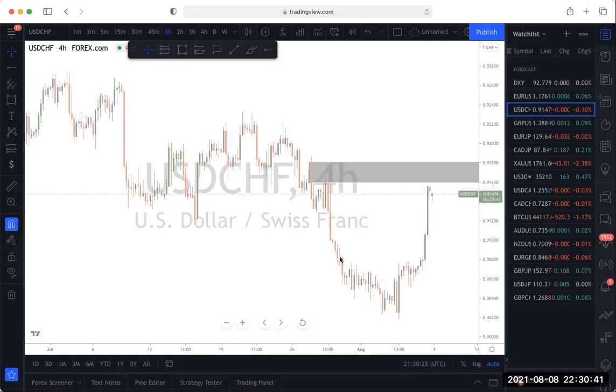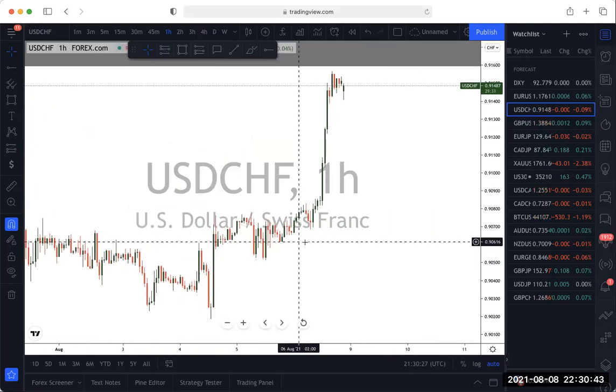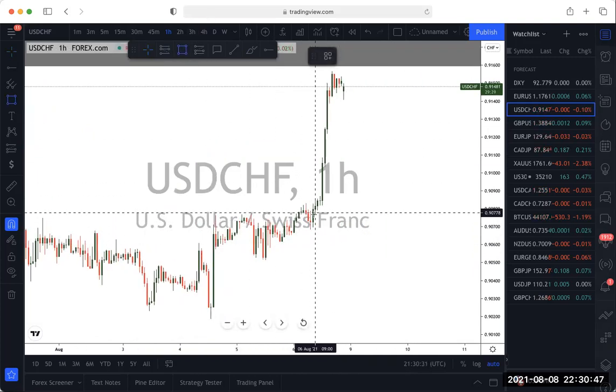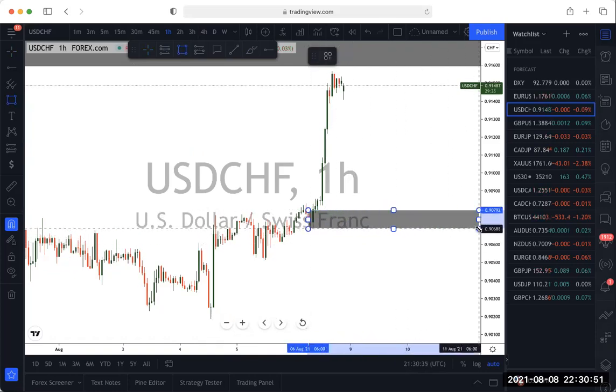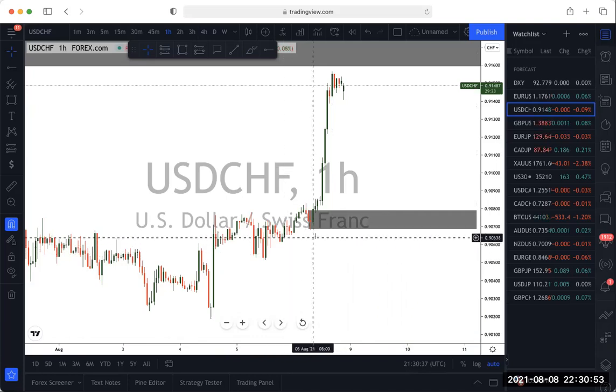Now let's look at the 1-hour time frame. So majorly, the zone I'll be really interested to buy this pair would be this area. I'll be interested to buy this pair in this area. So this is the zone I'll really be interested to buy it.